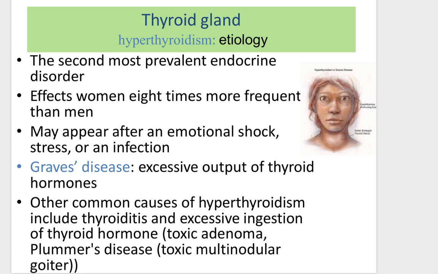And the opposite situation, we name it hyperthyroidism. Etiology of it: the second most prevalent endocrine disorder after hypothyroidism. It affects women 8 times more frequently than men. It may appear after emotional shock, stress, or an infection. The most frequent disease we name Graves' disease. It is excessive output of thyroid hormone.